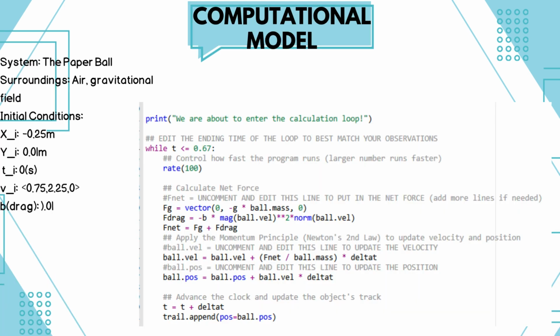Then the computational model: same system and surroundings, and same initial conditions, except now the drag we used as b was 0.01 for our model that included drag, and for our model that didn't include drag, we set this b value as 0. And here in this code, you can see where I update the F drag, where I update the force of gravity, and then where I update F net. And then I update the velocity of the ball and then the position of the ball, and this loops through until the end of the timestamp, which is at 0.67 seconds.